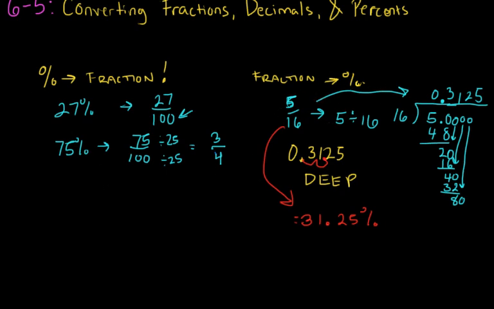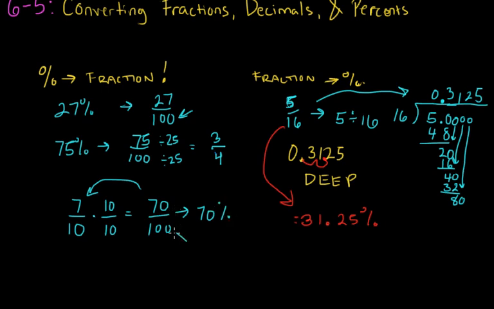Now, there are little shortcuts every once in a while. If I had a fraction that already had a really nice denominator, for example, 7/10. Well, I want a denominator of 100. So couldn't I just multiply this by 10 over 10? That gives 70 over 100, an equivalent fraction to 7/10. And now, hey, that's 70% because it's 70 per 100. So that would be the answer to 7/10.